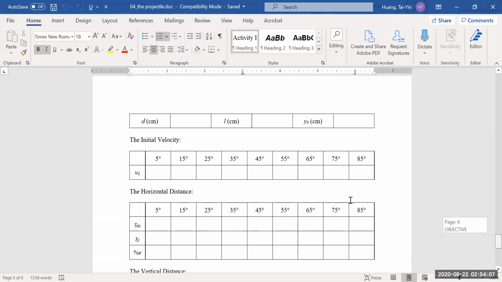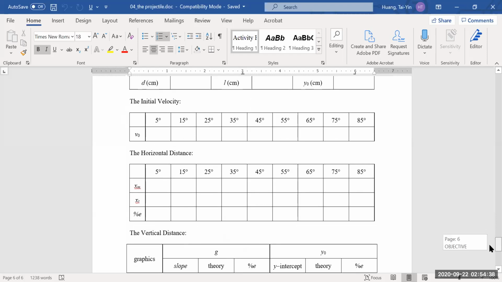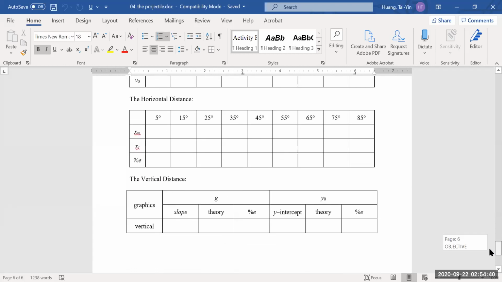And then on the second page, D is the separation of the photogates, which is used to estimate the initial velocity. This will be given. L is also given, which is the origin to the edge of the base, and y naught, where the projectile is located in reference to the origin, will also be given. Based on that, you can estimate the initial velocity for all the angles. And then you have the horizontal distance and the vertical distance, XM and XT, and we went over how to calculate them.